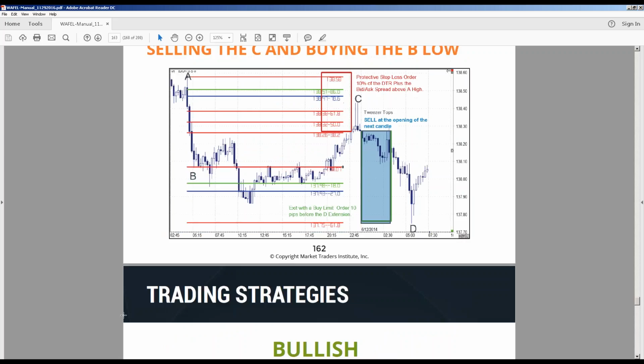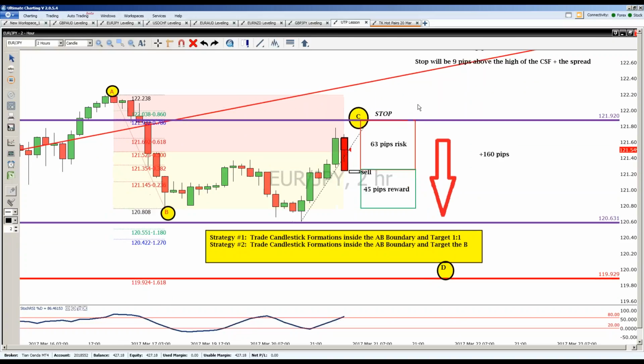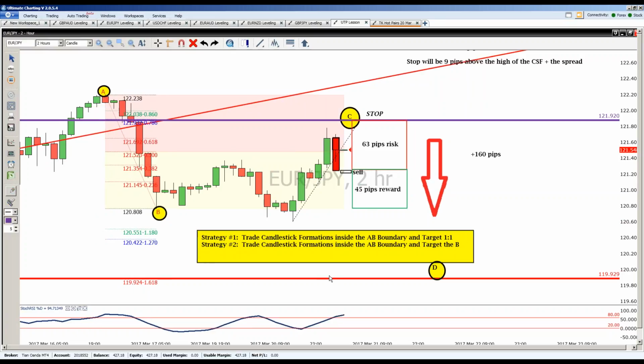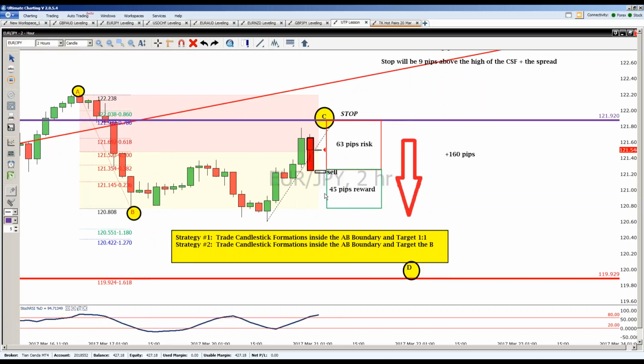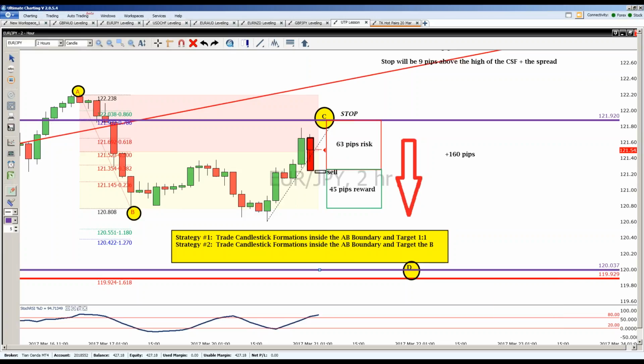Right, now let's go and have a look at where we are now. So the D is over here, so that will be the target. The D will be the target, 10 pips above the D plus the spread. So the spread is 1 pip, so that will be 11 pips above the D. That will be 120.03. That will be the target.